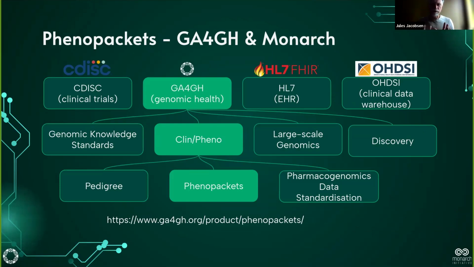So CDISC tends to focus more on clinical trials, doesn't really have any genomic data that I know of in it, and it's also more heavily drugs focused. GA4GH is really focusing on genomic health. HL7 is the primary means that EHRs interoperate with external software, and then Odyssey is a kind of clinical data warehousing. So they produce a SQL schema for things.